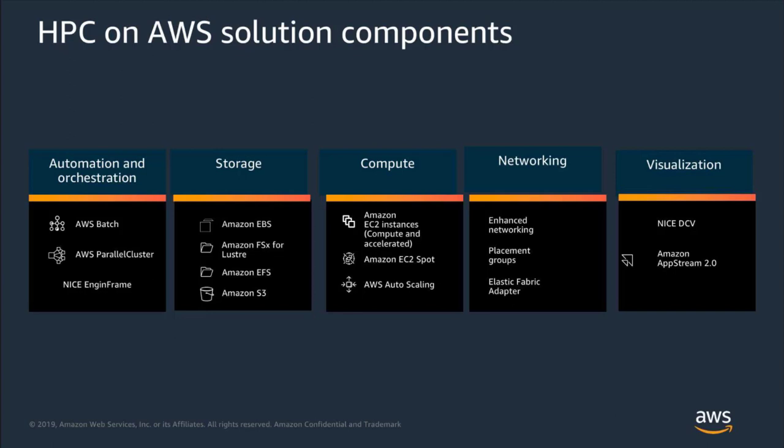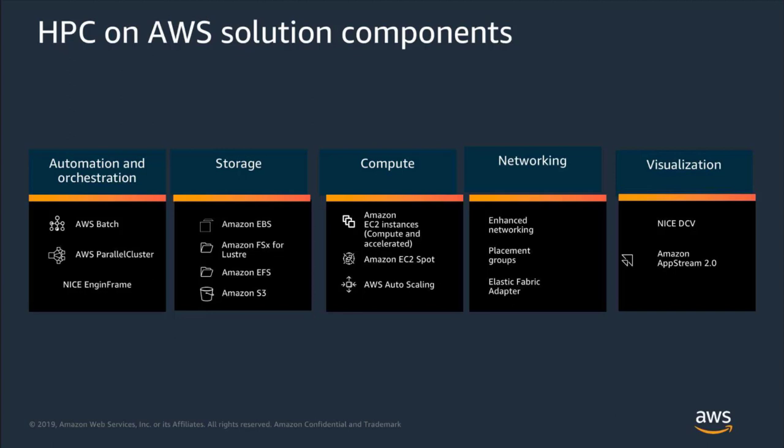Many longtime HPC users are familiar with the NICE products. At AWS, we have both NICE DCV for visualization and NICE EnginFrame available for quick deploy through a CloudFormation template. NICE DCV is in the last box on the right under visualization.